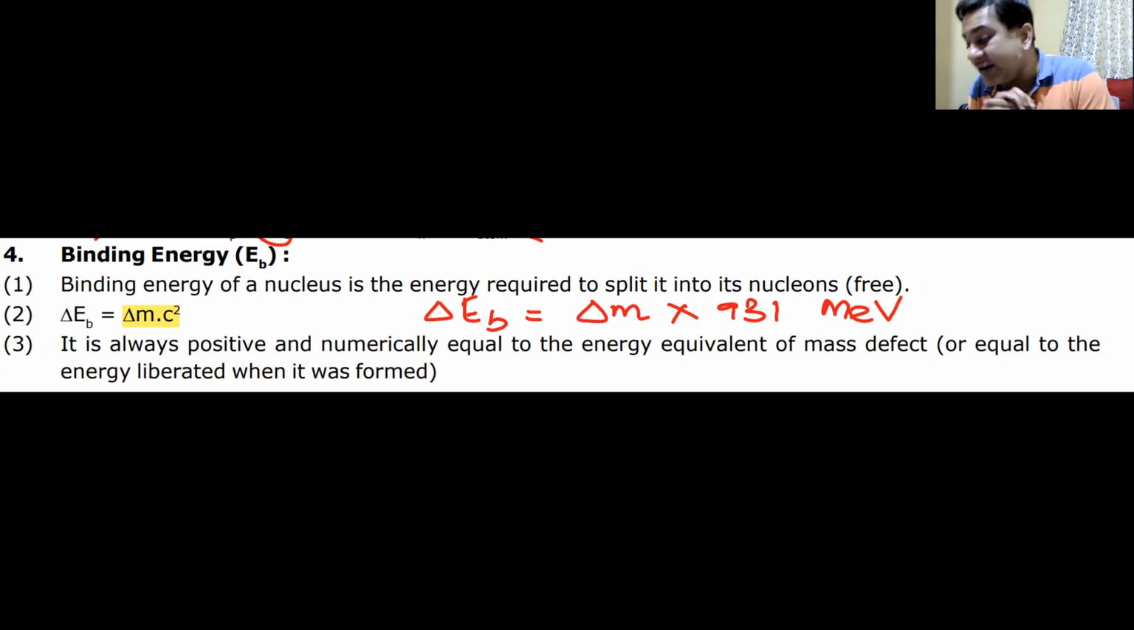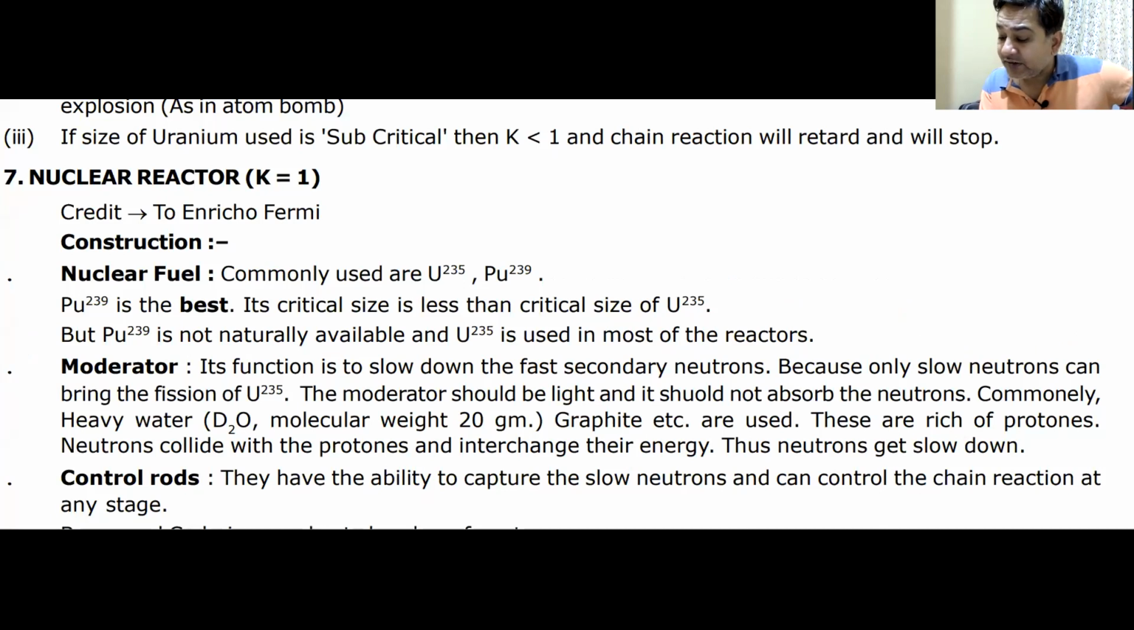In the next class, we'll go ahead and finish off this chapter. There are many things in this chapter that have to be done by your own hands. For example, what is a nuclear reactor? Before coming to class tomorrow, read about what is a moderator, what is a control rod, what is nuclear fuel, what is the coolant. If you can read this small part, it would be very easy for me to continue in the next class.